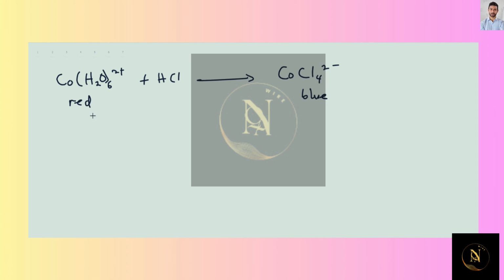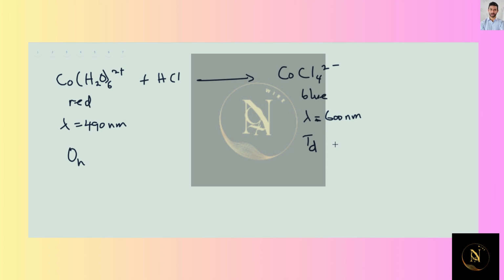So what happened is that the red color absorbed at a wavelength of 490 nanometer, and the blue color absorbed at a wavelength of 600 nanometer. Well, this is reasonable because the cobalt hexaaqua is octahedral, and this is an octahedral complex, and this is a tetrahedral.